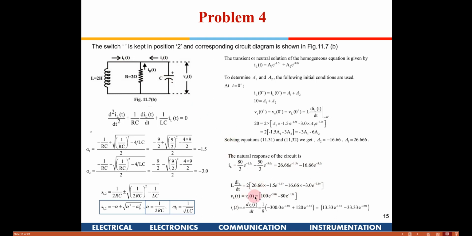Then the question says we need to find out the expression for the current in the capacitor also. So i is equal to C dV by dt, right? The value of C is given as 1 by 9. So 1 by 9, and then you differentiate once again, and you get this expression. So this is a simple way to solve these kinds of problems.